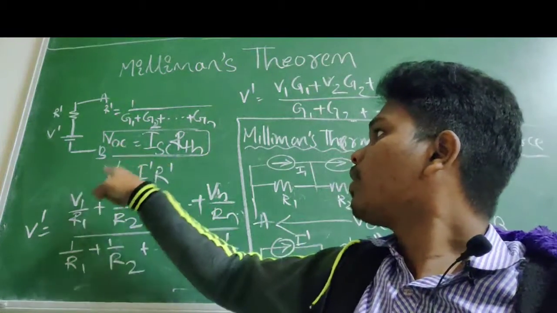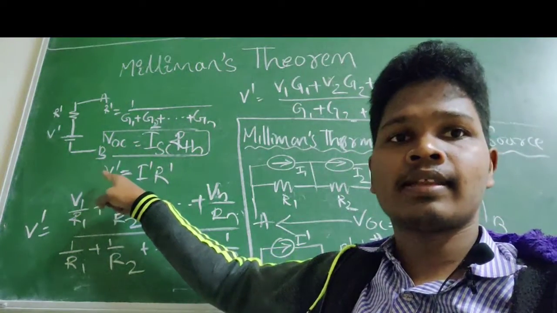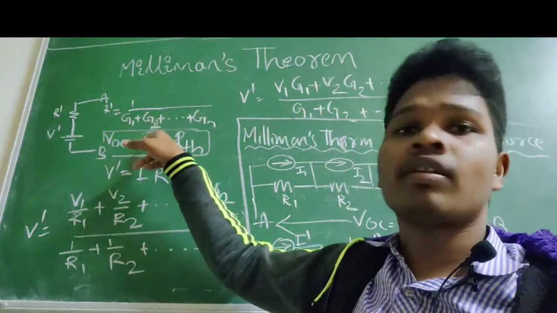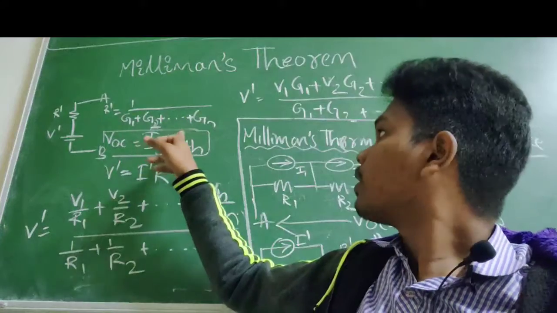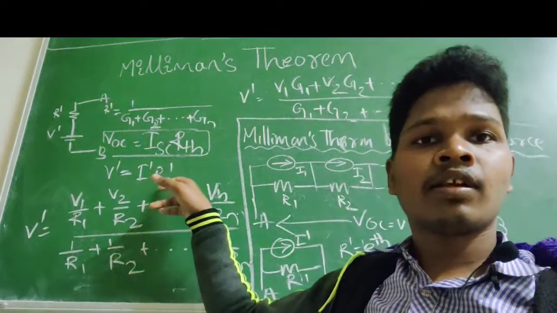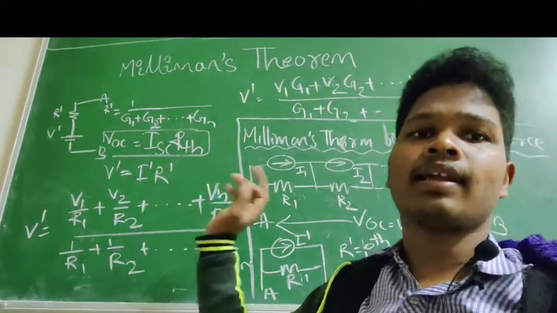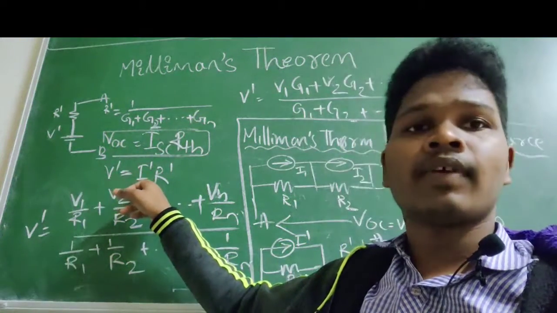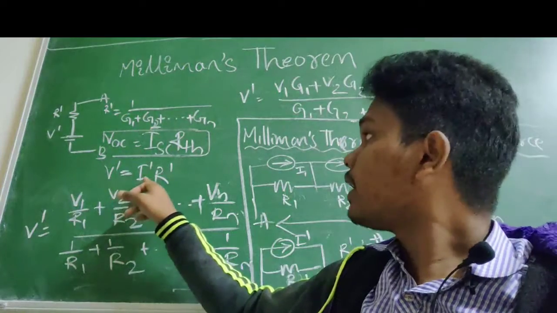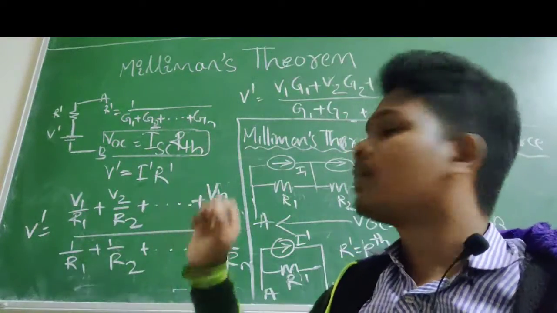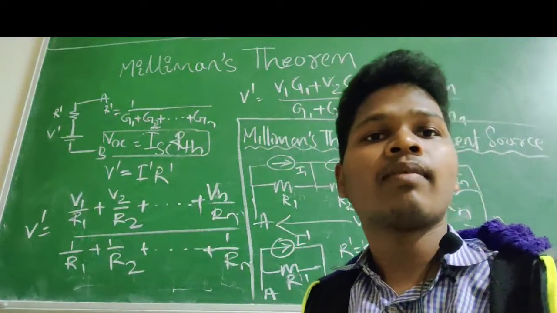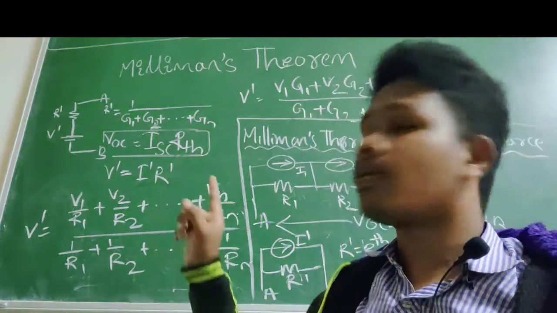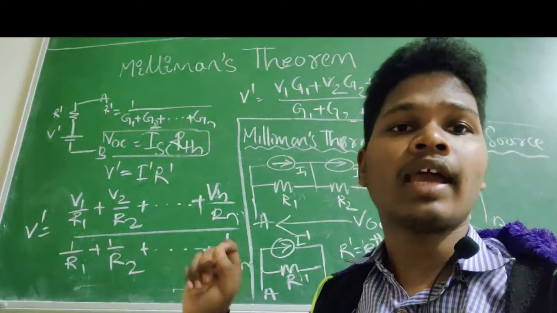Okay, so VOC is your V dash, that is Thevenin's voltage, or I dash, this is your short circuit current, or RTH. RTH is your Thevenin's resistance or R dash. So V dash is equal to, we are putting first I dash, that is what? I is equal to V by R. We already know from Ohm's law that V is equal to IR. So from that equation we can calculate I is equal to V by R.